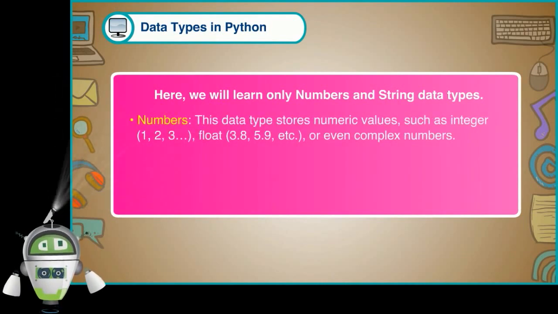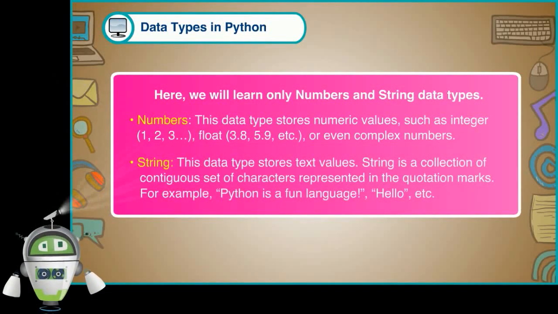Numbers. This data type stores numeric values such as integers 1, 2, 3, floats 3.8, 5.9, etc., or even complex numbers. String. This data type stores text values. A string is a collection of a contiguous set of characters represented in quotation marks. For example, "Python is a fun language" or "hello" in double quotes, etc.